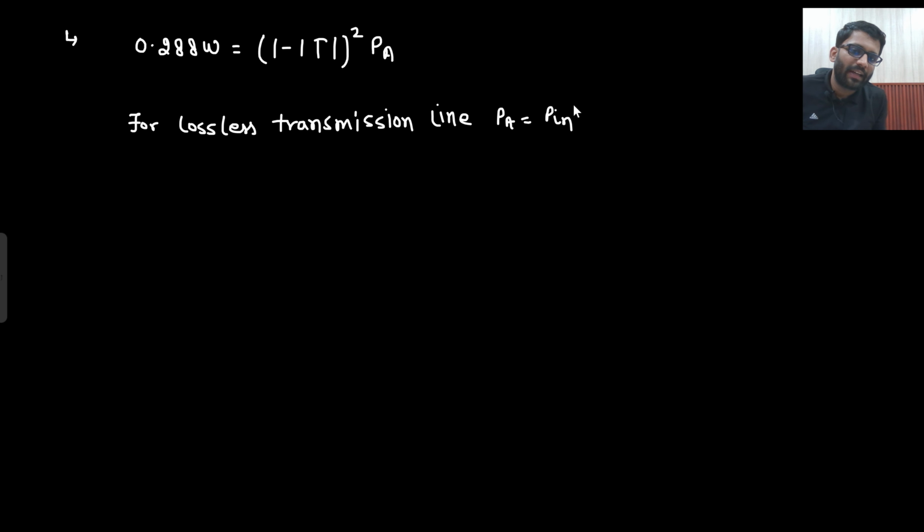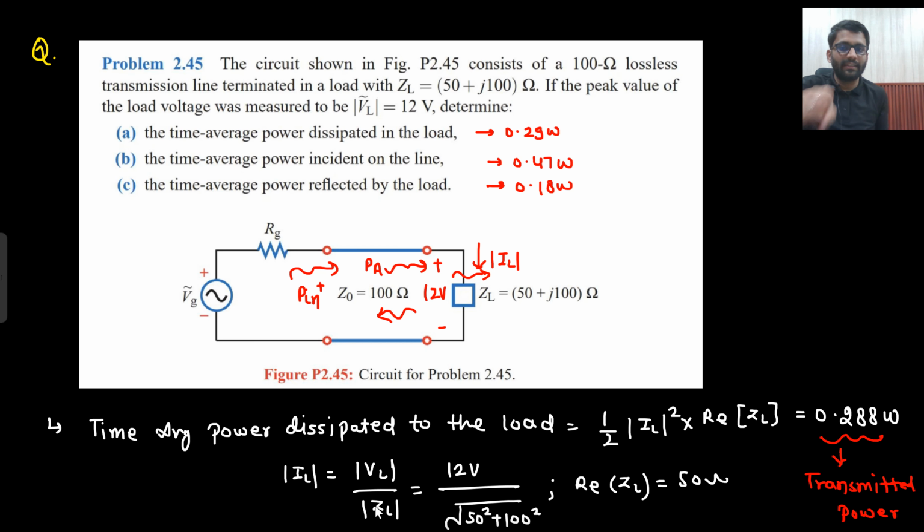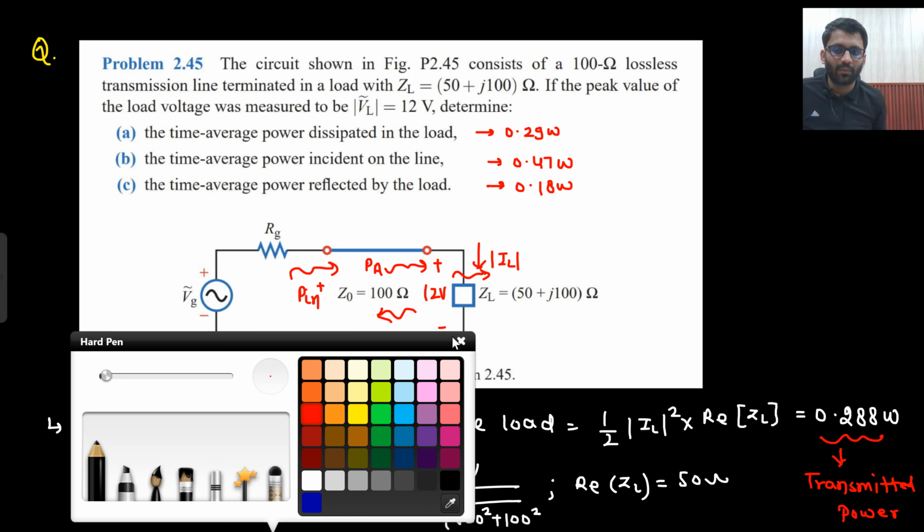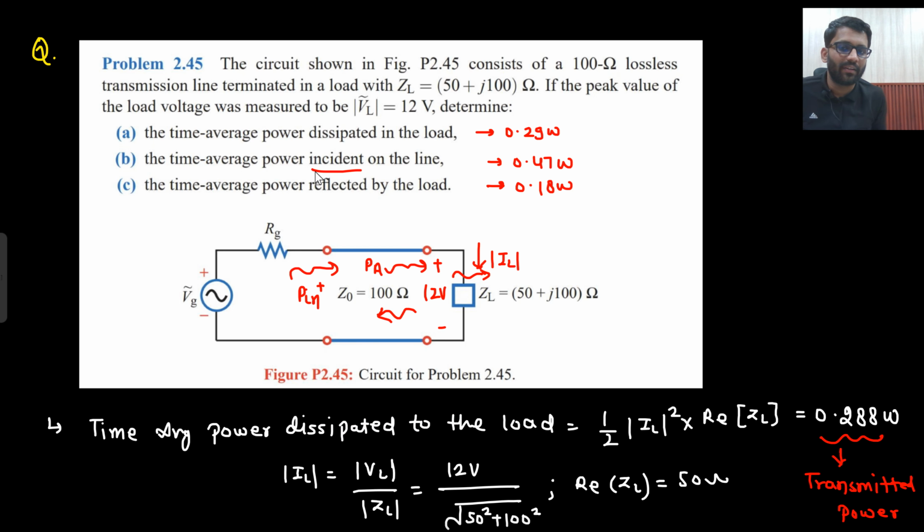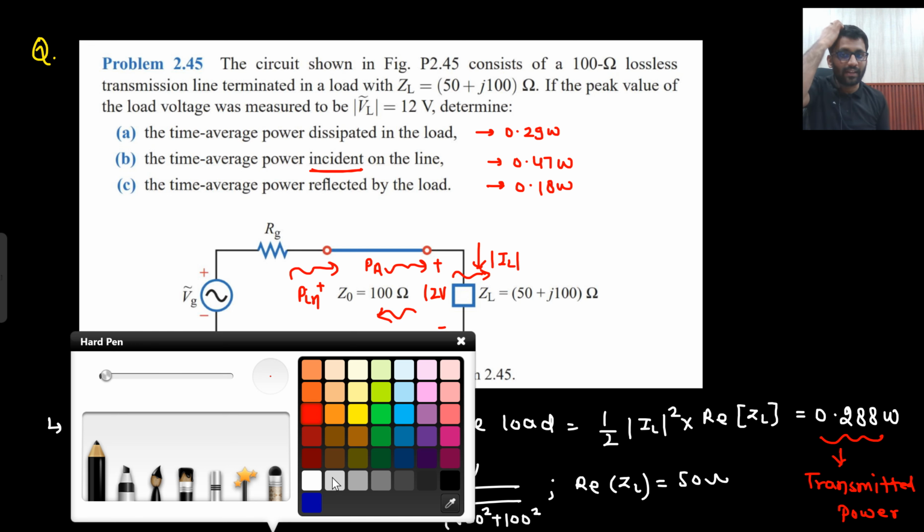And what are they asking? They are asking power incident. Mark this line. Incident, not delivered. If they were asking power delivered to the transmission line, then what would be the answer? This would be the answer, because power delivered to the transmission line and power delivered to the load are both the same. So this would have been the answer. But now they are asking power incident on the transmission line, so that we need to find.